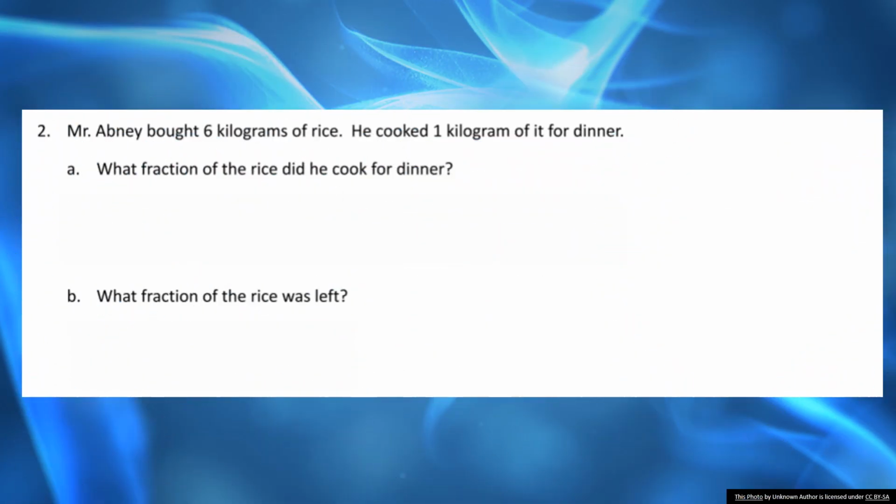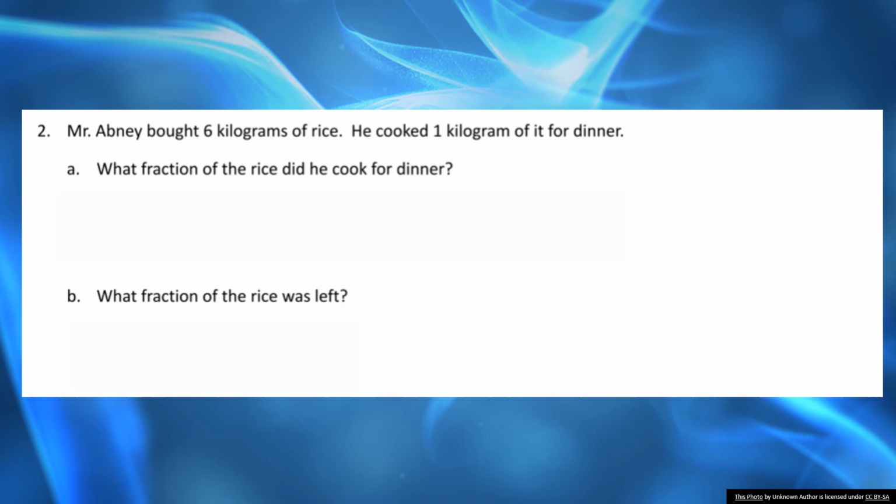All right, let's take a look at number 2. Number 2 says, Mr. Abney bought 6 kilograms of rice. He cooked 1 kilogram of it for dinner. This is a word problem, which means we need to draw some type of model to make sure that we can correctly answer the question.